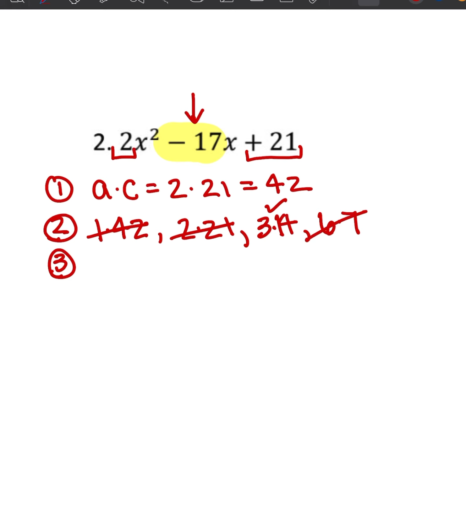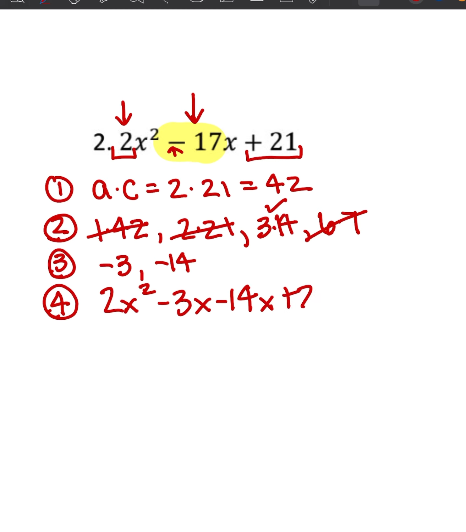So now that we have that picked out, it does need to add to 17, but we have a negative right here. So instead of positive 3 and 14, we're going to have negative 3 and negative 14. And then we're going to go ahead and do our special step here because our value for a is not 1. We're going to rewrite that polynomial, and instead of minus 17x, we're going to replace that with the minus 3x and the minus 14x. And then we're going to go ahead and factor by grouping.